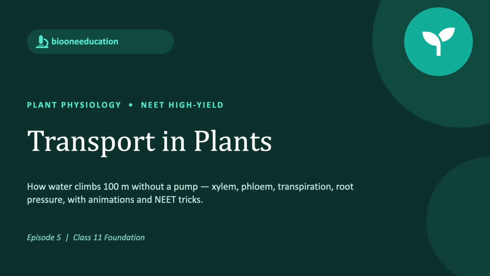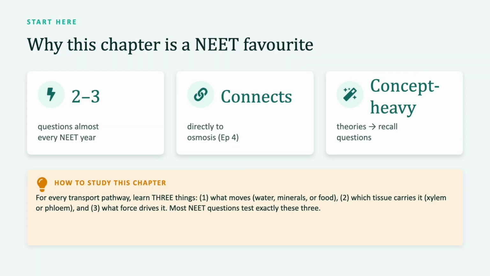We will cover water absorption, the pathway through roots, transpiration pull, phloem translocation, and finish with the exam tricks and animations. Let us begin. This chapter scores 2 or 3 questions in most NEET papers and it connects directly to the osmosis you learned in episode 4. Many questions are about theories and their names, so recall matters.